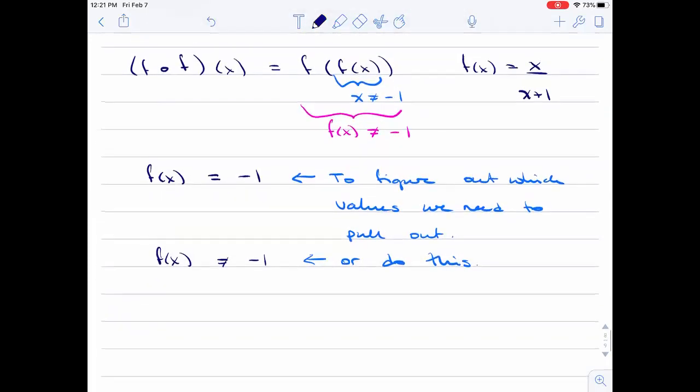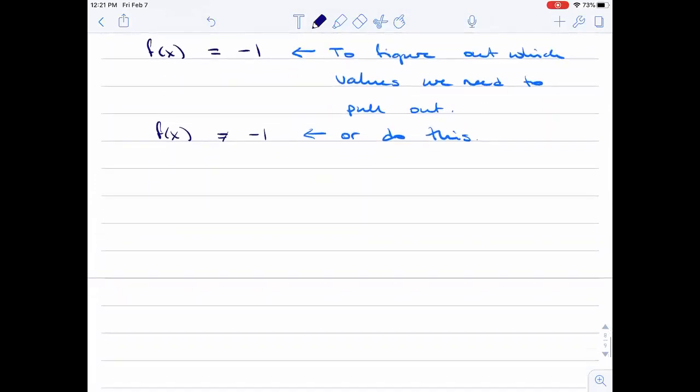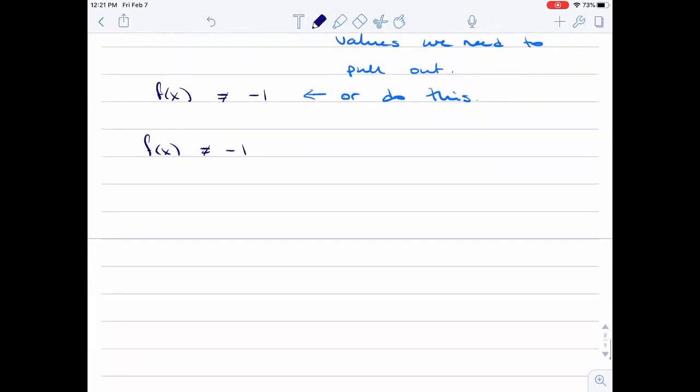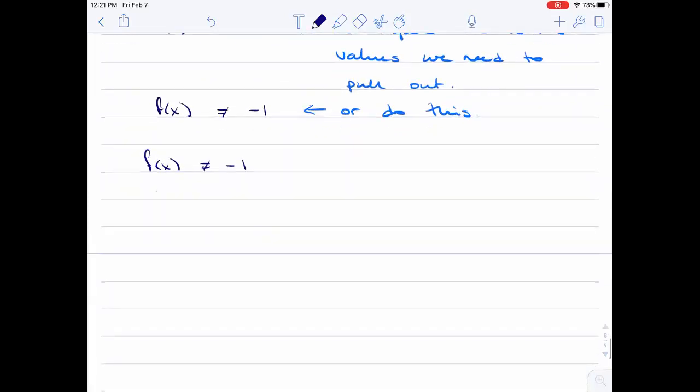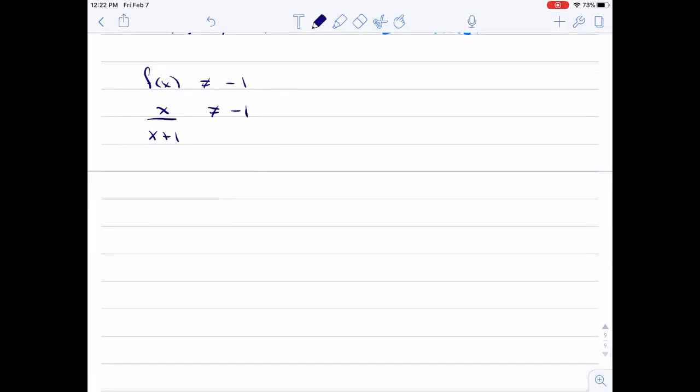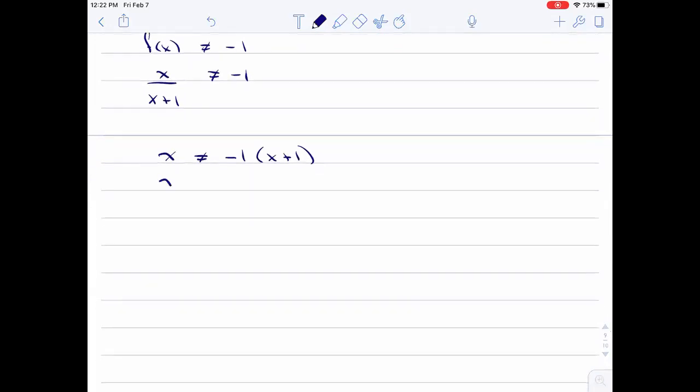So if we're saying, well, f of x can't be -1, maybe let's stick to that because that's what we used last time. Nice to be consistent, maybe. Well, sometimes I mix it up. So if f of x can't be -1, f of x is x over x plus 1, and we're saying it can't be equal to -1. Same idea, right? I can use this not equal to as an equal sign, and so I can move things around and say that x can't be equal to -1 times x plus 1. So x can't be equal to -x minus 1.